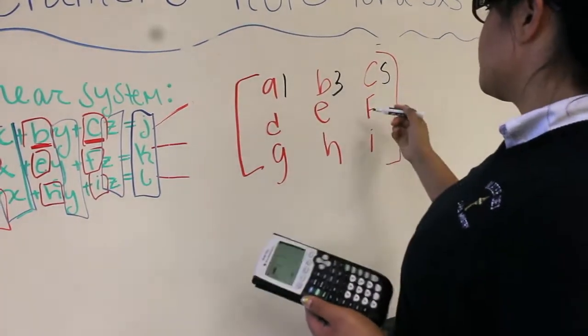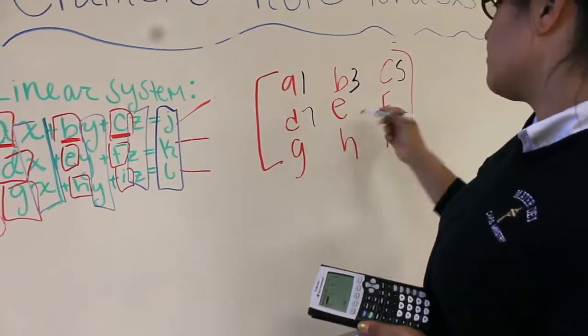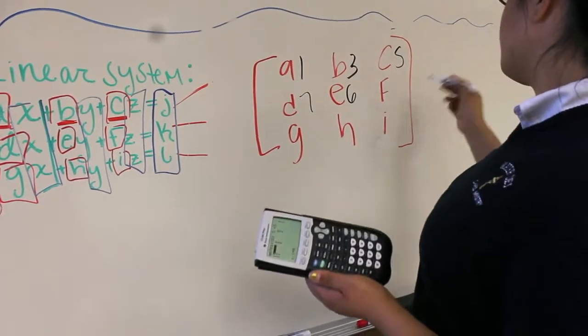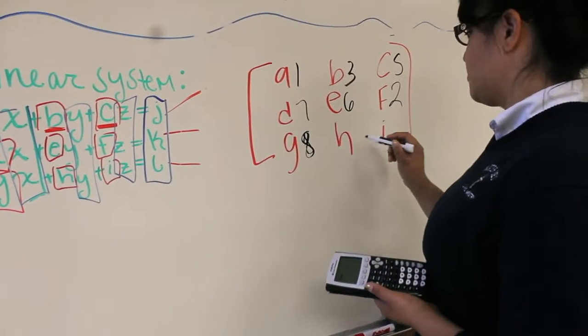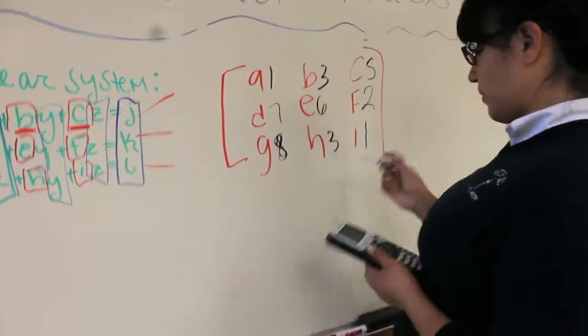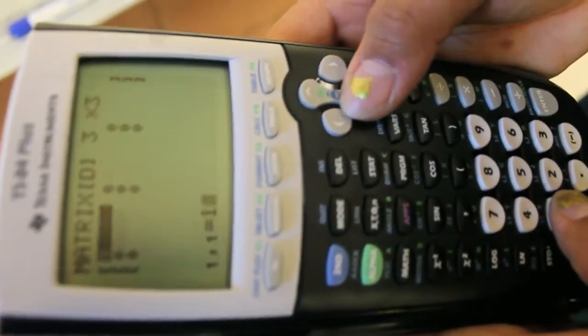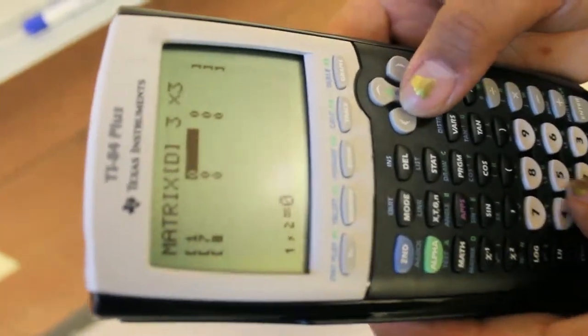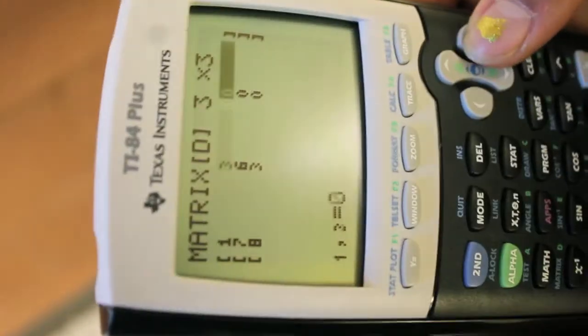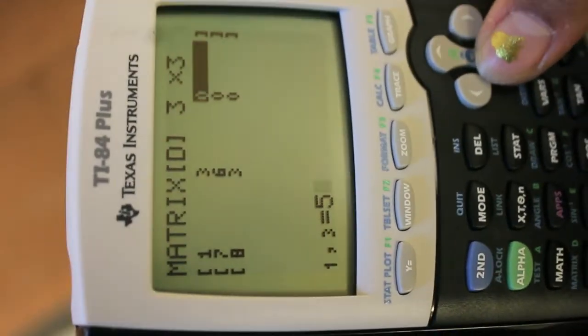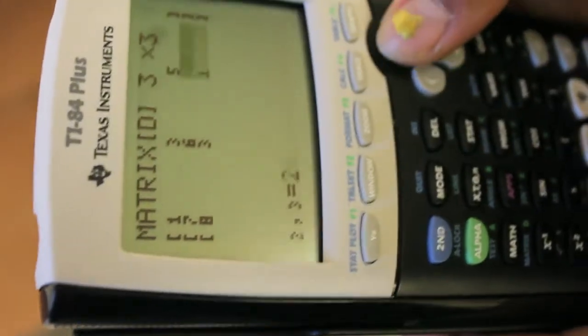So we'll write one up on the board. So we'll say that A is 1, B is 3, C is 5, D is 7, E is 6, F is 2, G is 8, H is 3, and I is 1. Different numbers, we'll plug it in. So A is 1, D is 7, G is 8, B is 3, E is 6, H is 3, C is 5, F is 2, and I is 1.